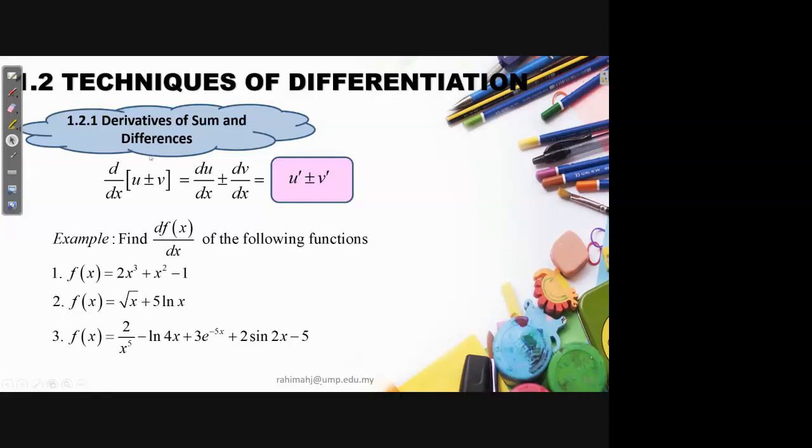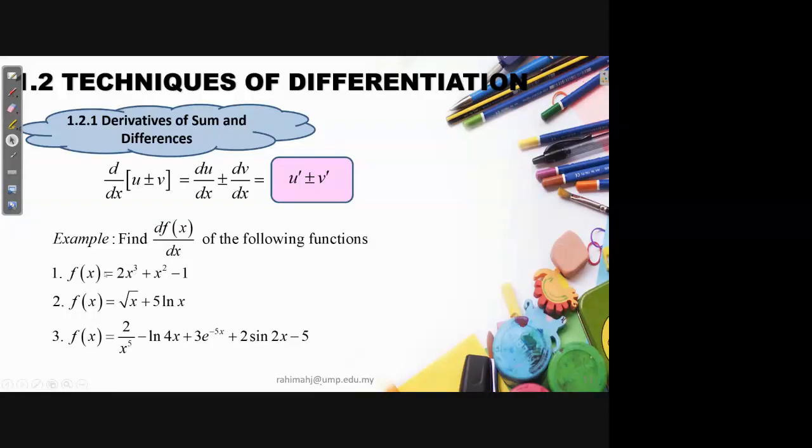Okay, for u plus or minus v, differentiate each function separately. So differentiate u and differentiate v, where bear in mind for this formula, u is a function of x and v is also a function of x. So we just differentiate each term separately. Let's just consider that you have a single function for each one.